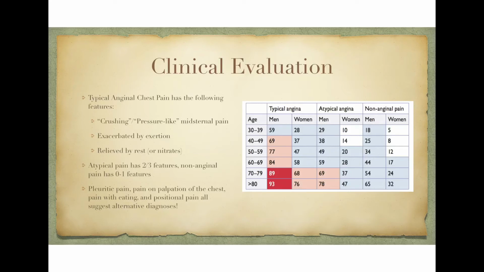Whereas the patients in pink and red, which especially include men greater than 40 years of age who present with typical chest pain, they almost certainly have active coronary disease going on, and they should definitely be admitted for further testing.